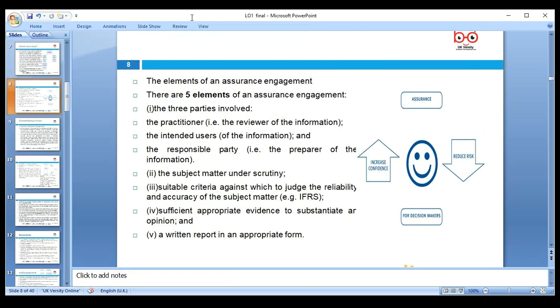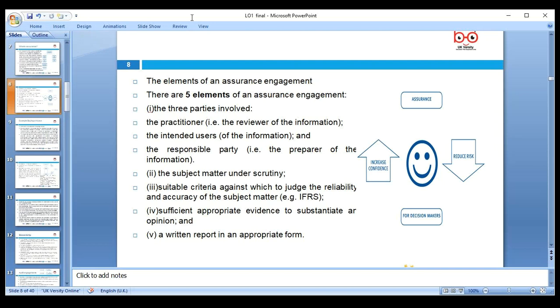Okay, then next we can look at the elements of an assurance engagement, of which there are 5. The 3 parties involved: the practitioner, the responsible party, and the intended user; the subject matter under scrutiny; and the suitable criteria against which to judge the reliability and accuracy of the subject matter, according to International Financial Reporting Standards, or IFRS, or Financial Reporting Standards in the UK.